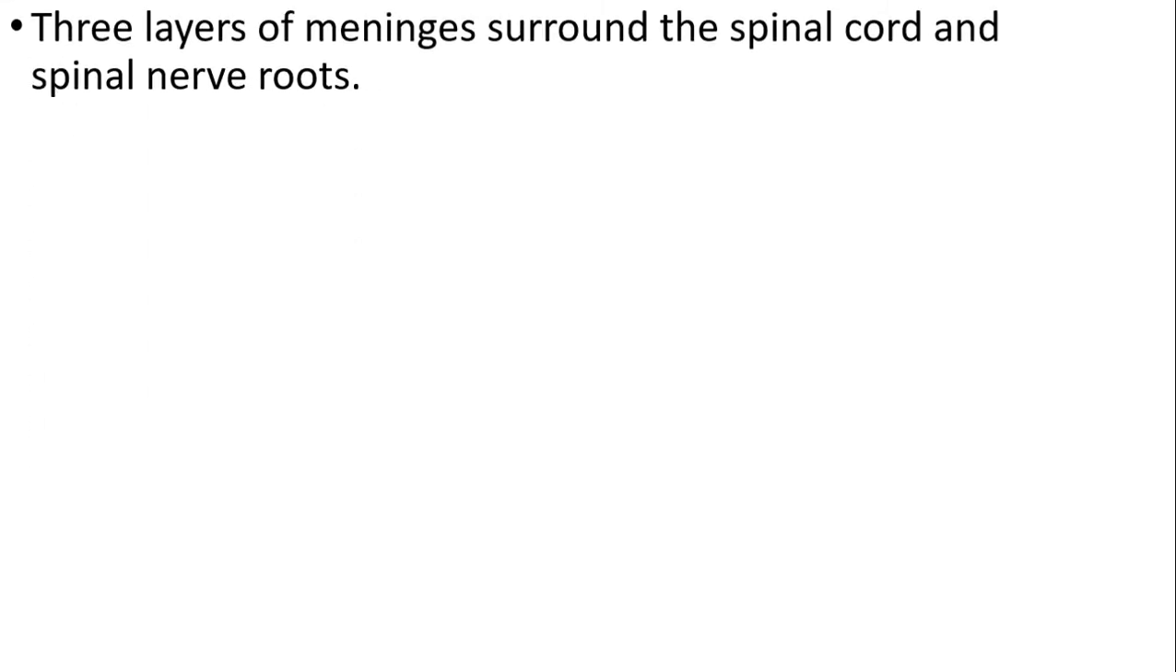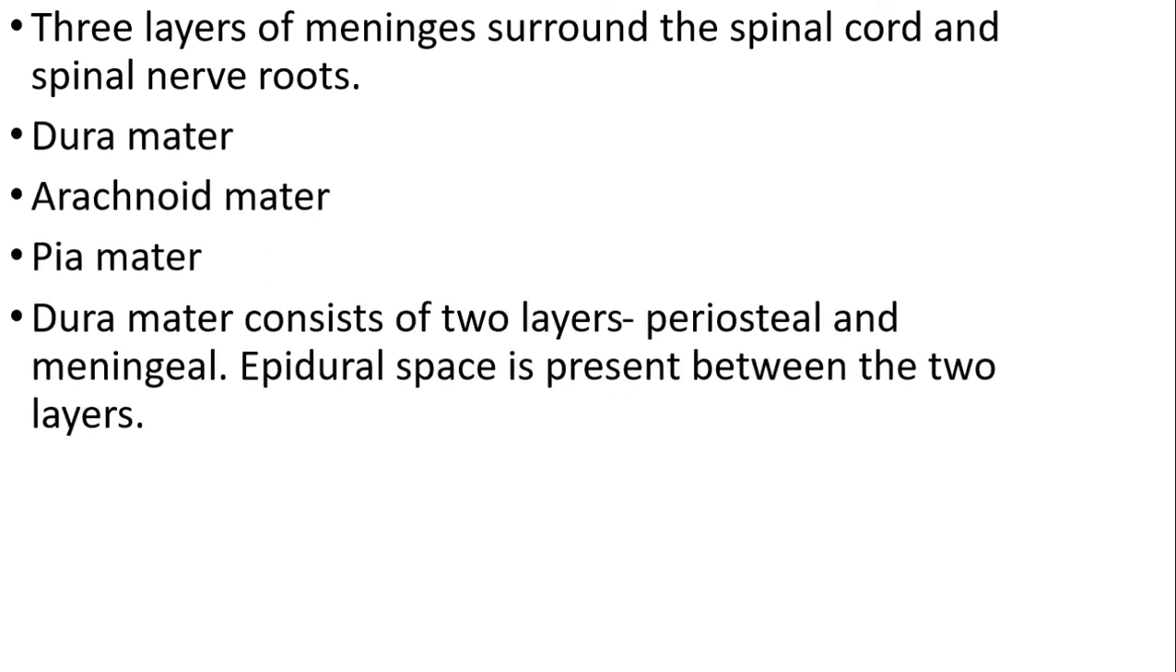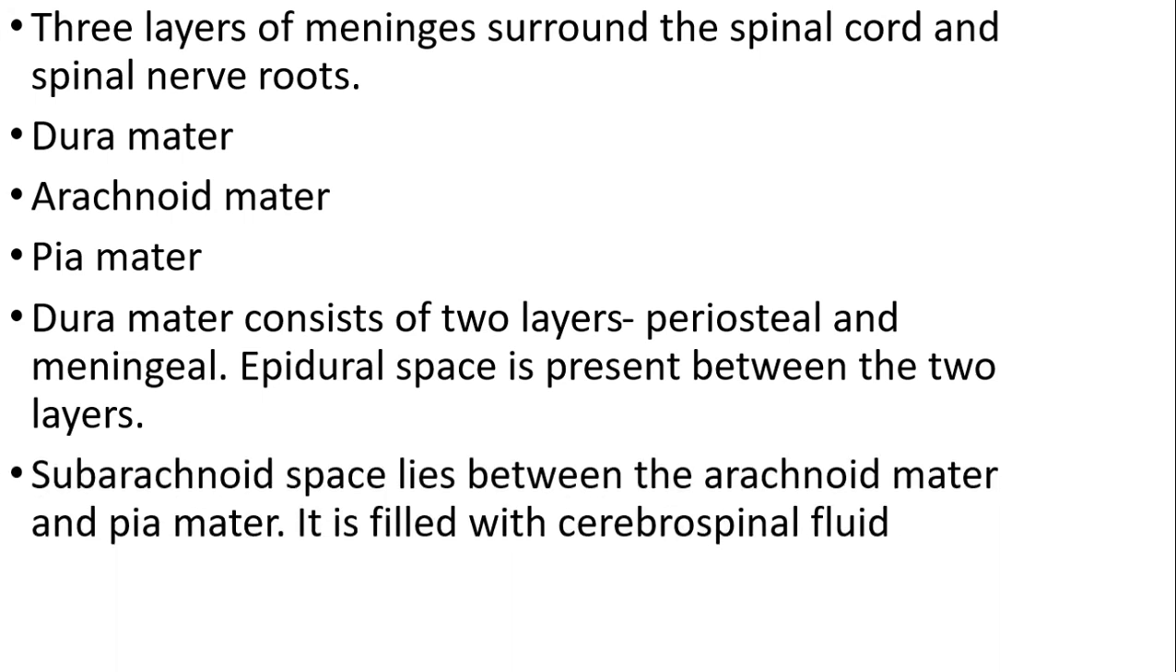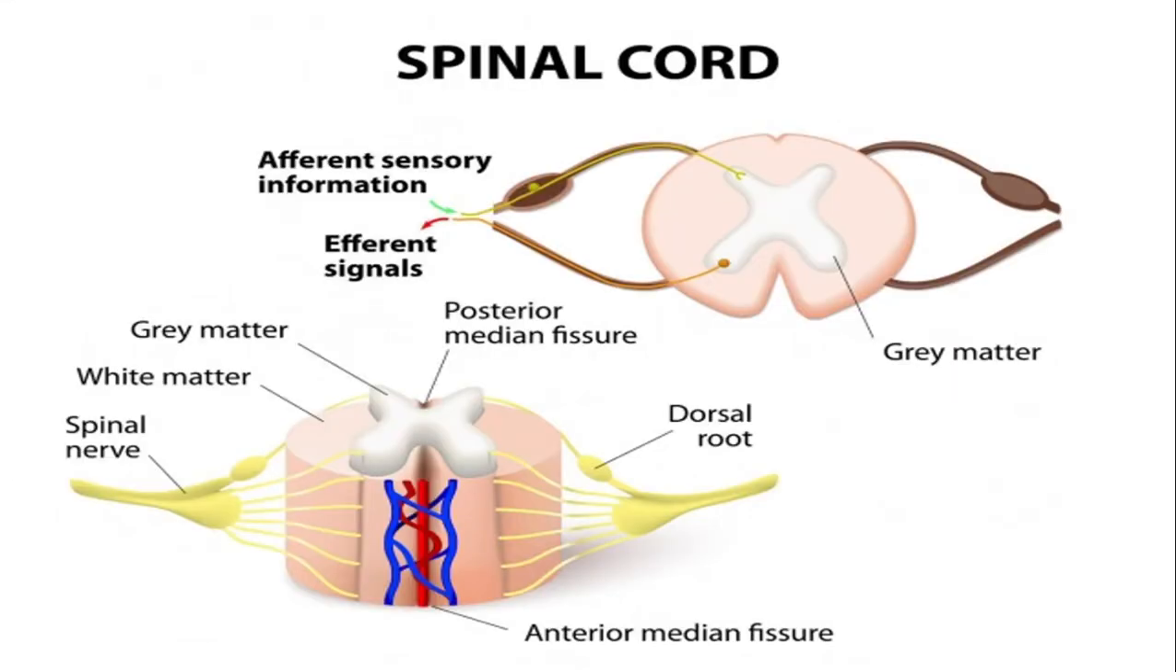Three layers of meninges surround the spinal cord and spinal nerve roots: dura mater, arachnoid mater and pia mater. Dura mater consists of two layers, periosteal and meningeal. The epidural space is present between the two layers. The subarachnoid space lies between the arachnoid mater and pia mater. It is filled with CSF. This is the picture of the spinal cord.